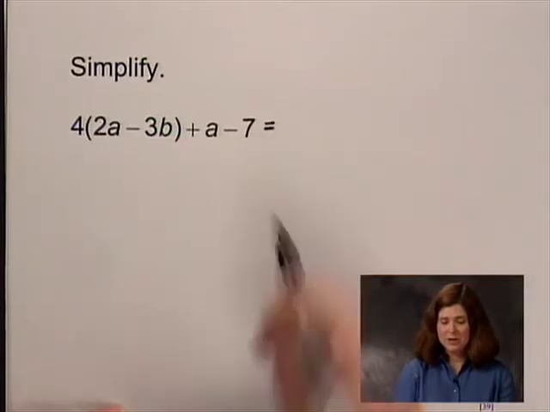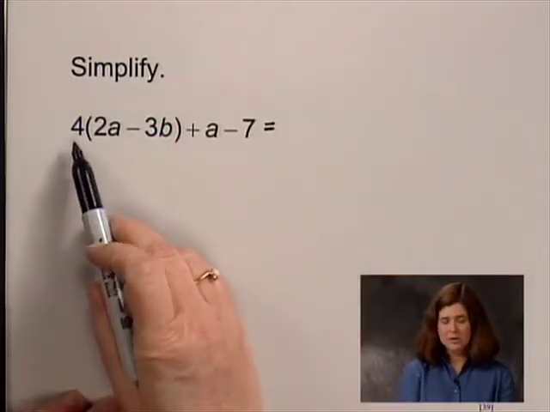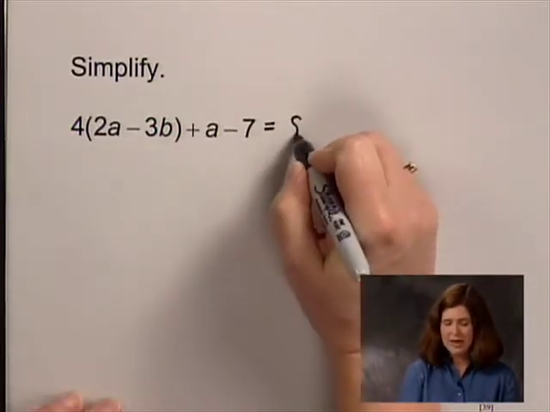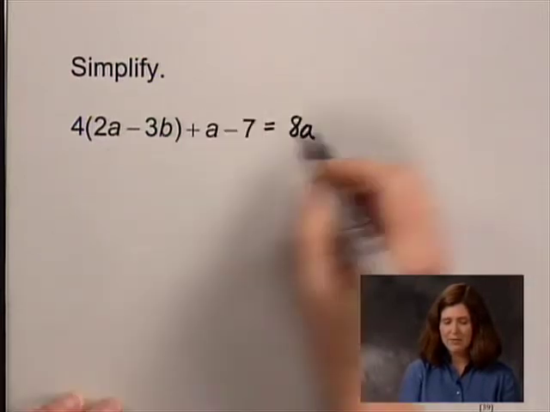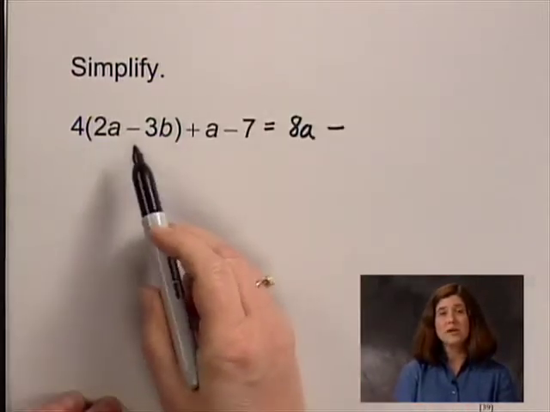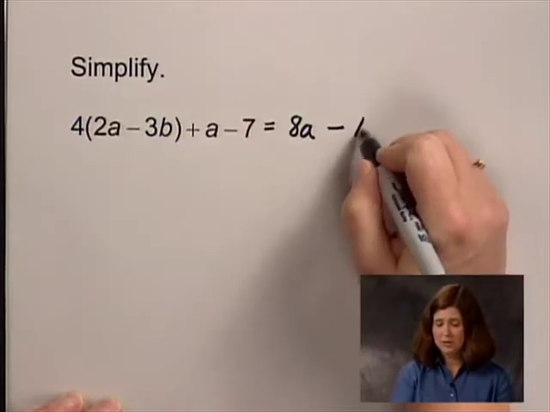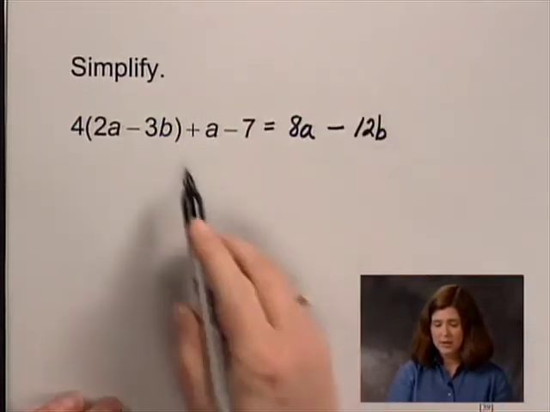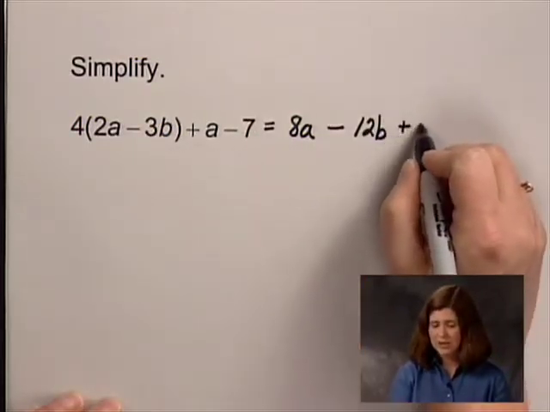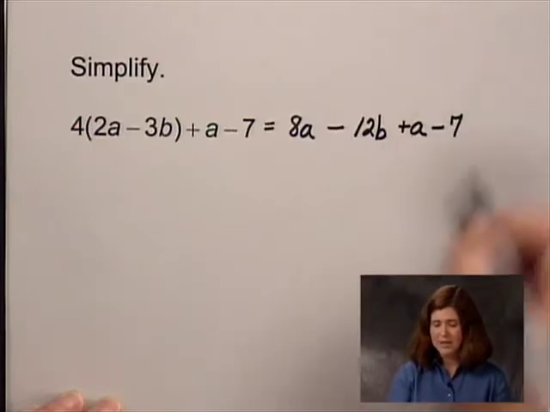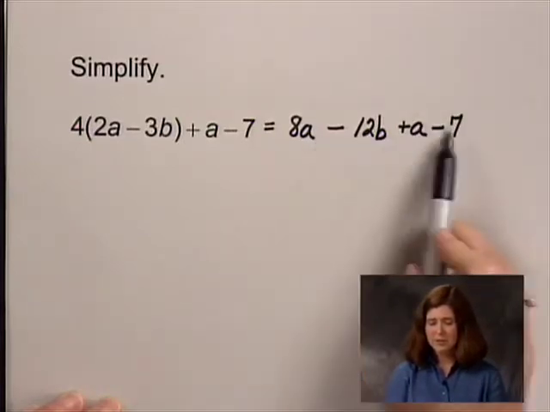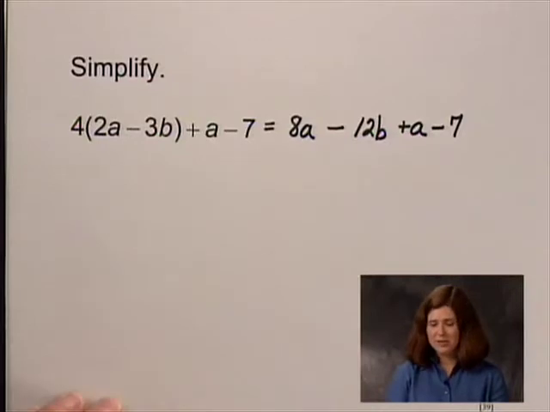So we'll start by multiplying 4 times 2a, which gives us 8a, then minus 4 times 3b, which gives us 12b. Then we write the rest of the expression, plus a minus 7. This expression is equivalent to this without the parentheses.